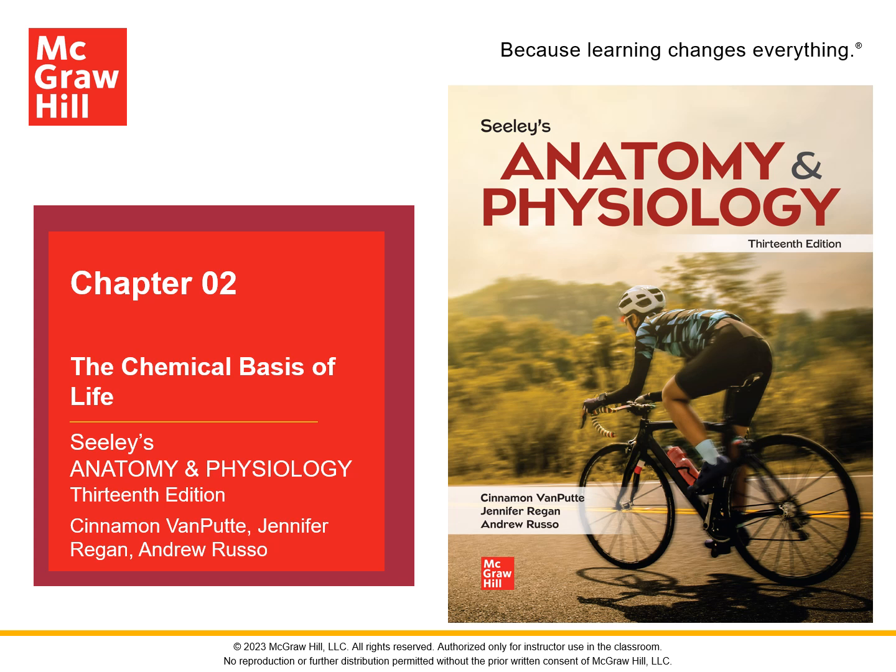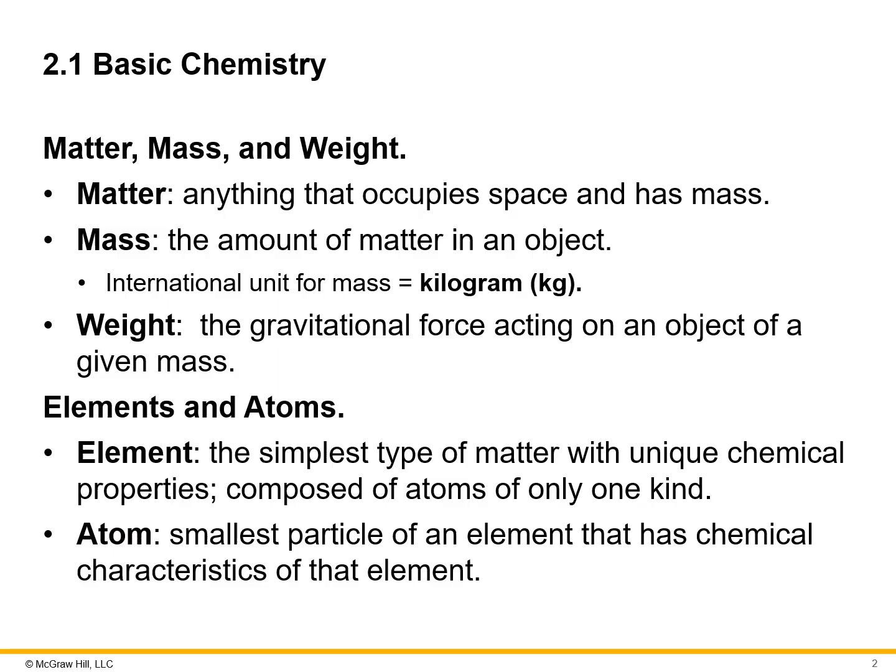Here in chapter 2, we're going to cover some basics about chemistry to help us understand some concepts coming up. So first of all, the difference between matter, mass, and weight. The definition of matter is anything that occupies space and has a mass. And then mass is the amount of matter that is in an object, and usually that's measured in kilograms. And then weight is the gravitational force that acts on that given the mass.